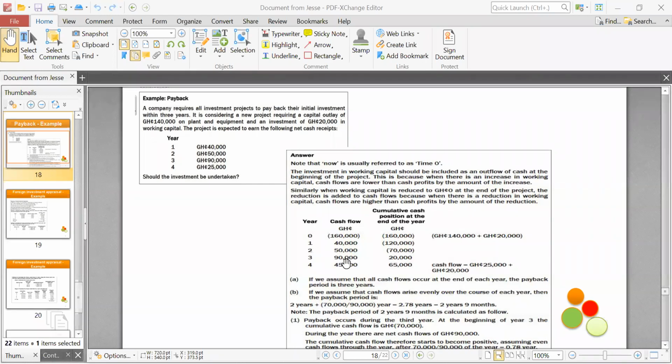If it doesn't make sense, yes, sir. You invested 160,000. So year one, they gave you 40. Year two, 50. So 40 plus 50 is 90. Year three, you have 90,000 but you only need 70,000 balance. So it will be 70,000 over 90,000 plus 2 years, that will give you 2 years, 9 months, or 2.78 years.